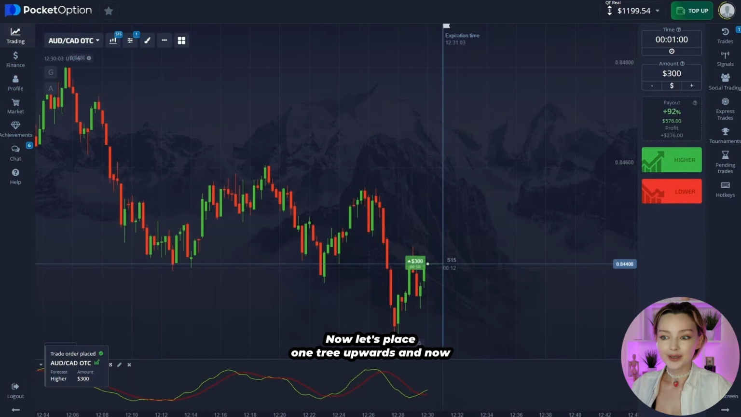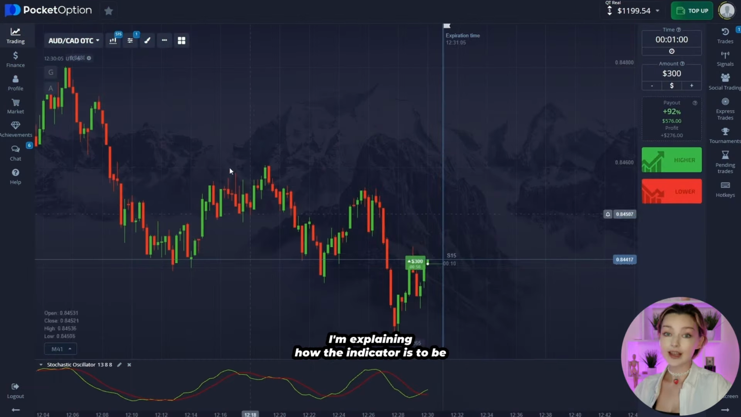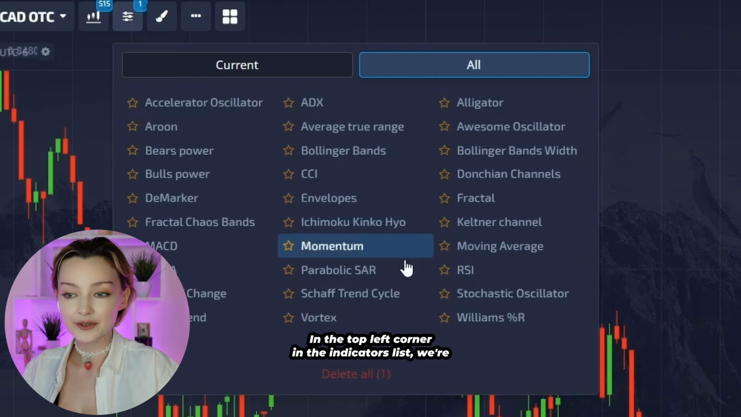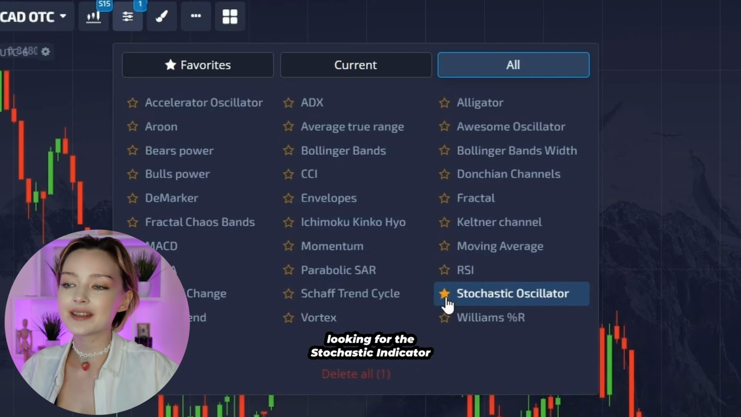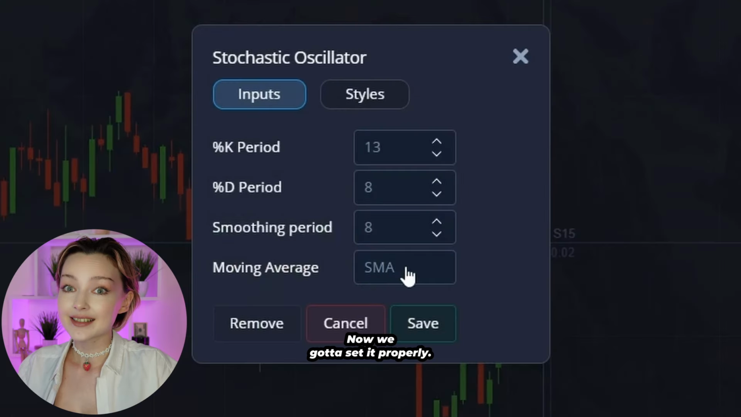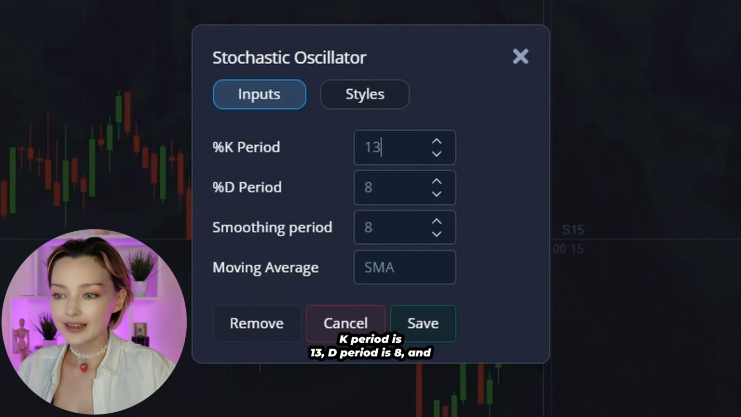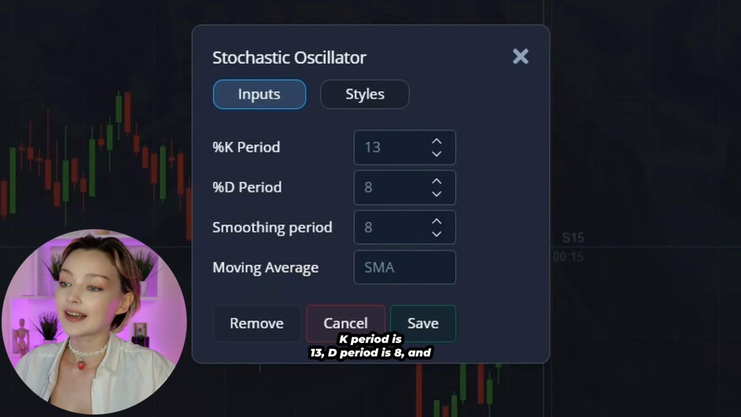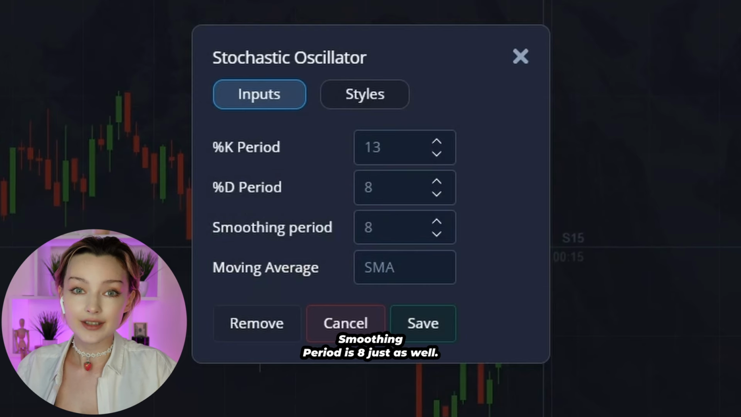Now let's place one trade upwards and I'll explain how the indicator is to be set. In the top left corner in the indicators list, we're looking for the stochastic indicator and clicking it once. Now we've got to set it properly. K period is 13, D period is 8, and smoothing period is 8 as well.